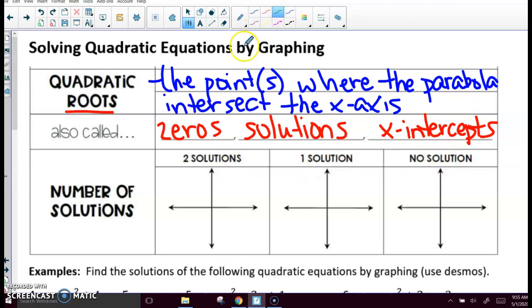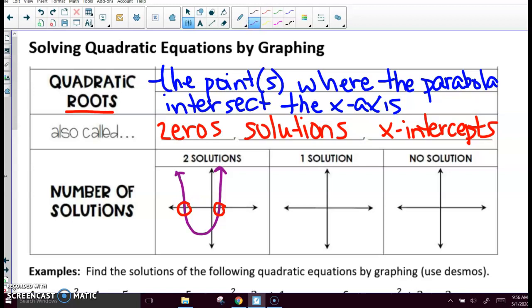So what might the graph look like if my quadratic has two solutions? Well, my solutions are where the parabola intersects the x-axis. So I'm going to have a parabola that crosses my x-axis in 2 points. It might be a parabola that opens up or a parabola that opens down. It doesn't matter, but it's crossing my x-axis in 2 places. So those x values would be my solutions.